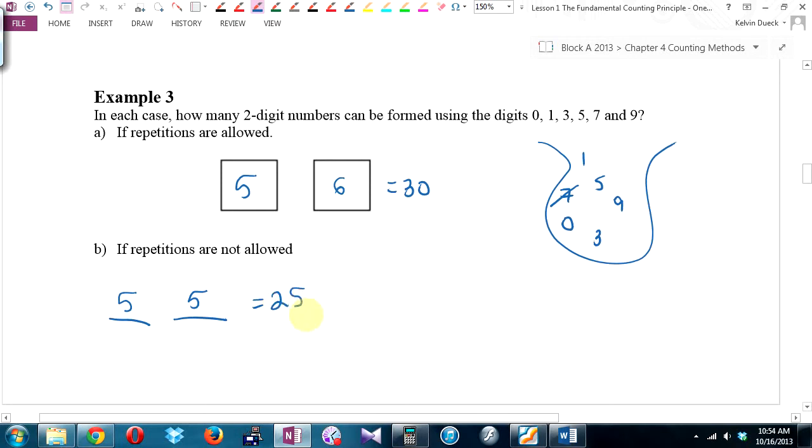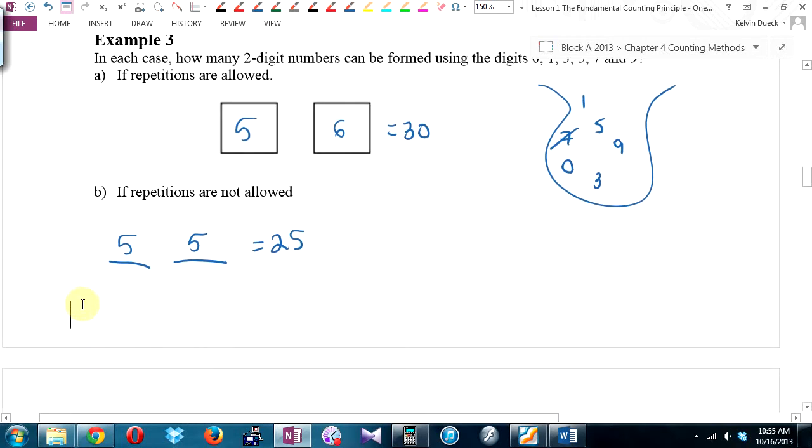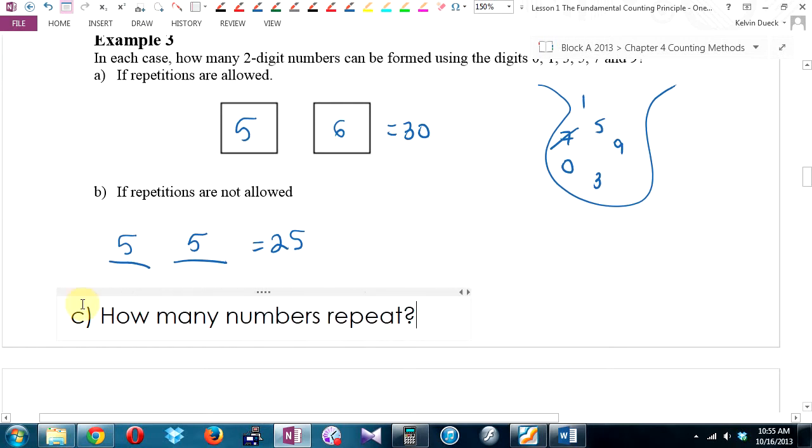Part C. I didn't include it, but we're going to add it. How many numbers repeat? Can you see from part A and part B how many numbers repeat? How many numbers could we form grand total in part A? 30. How many numbers could we form if we weren't allowed to repeat? Part B. 25. So how many must repeat? 5 of them must be the repeating ones. Otherwise, I would have got the same answer for A and B.